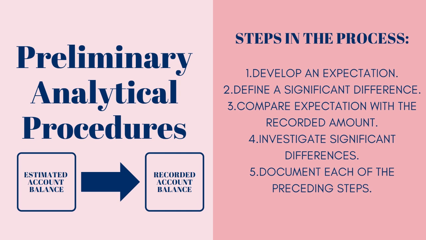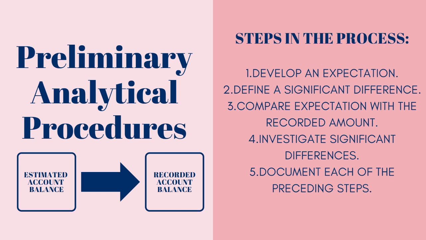If we're estimating that it should be 500,000 and then we go and look at it and it's actually 505, well, because it's only off by 5,000 and that is within this significant difference that we had defined, we would say everything looks great. Step 4 would be to investigate significant differences.